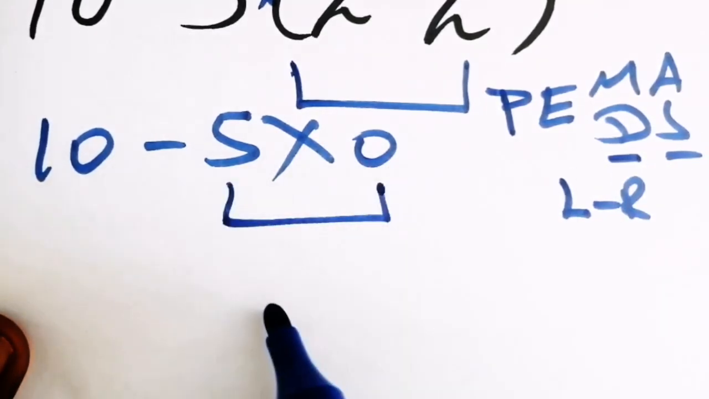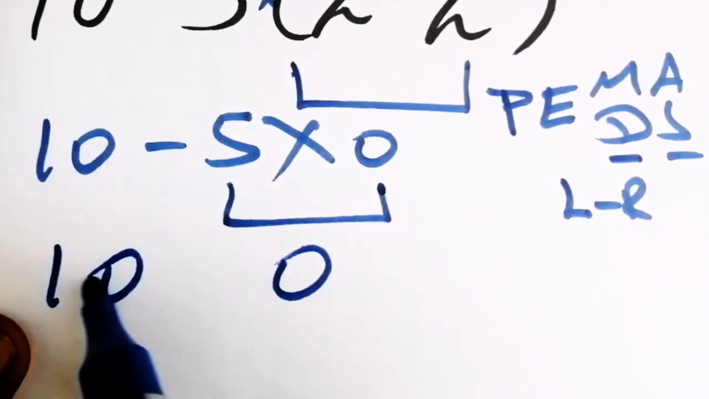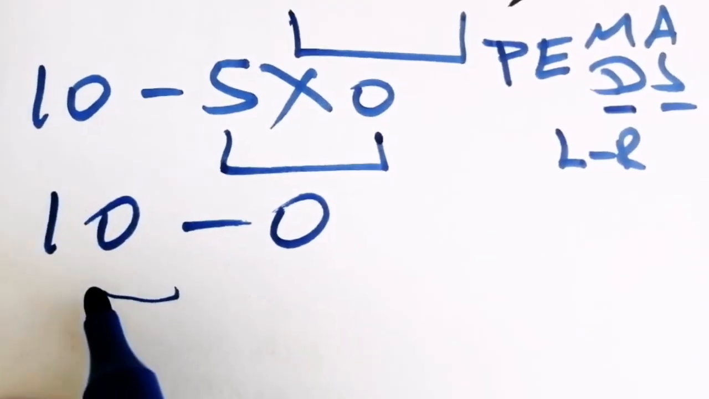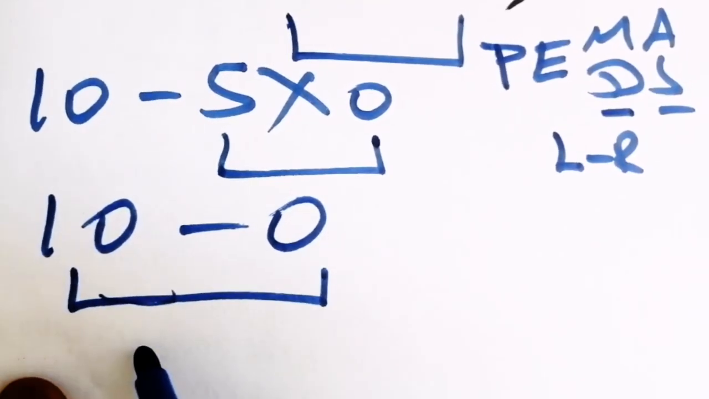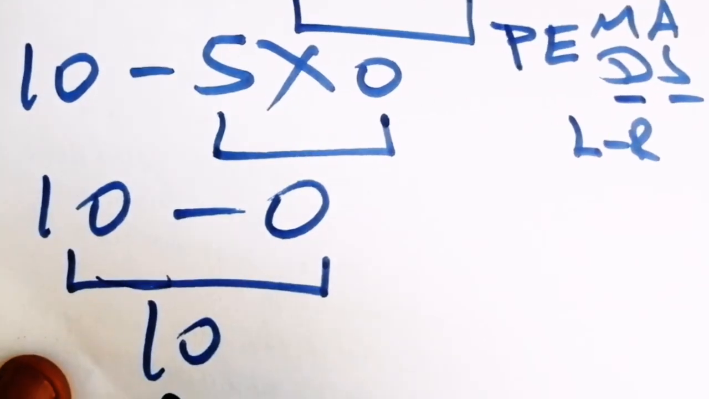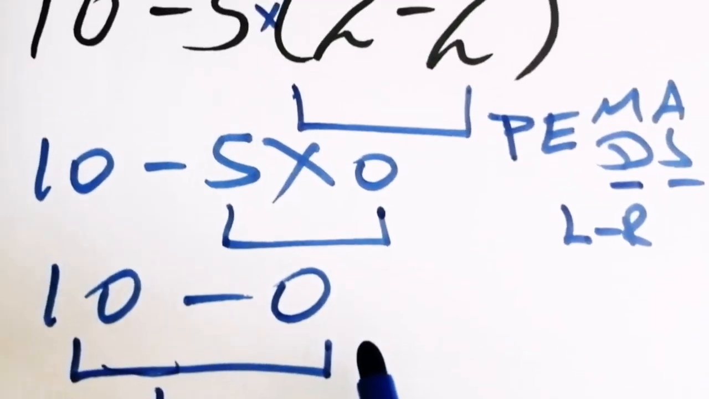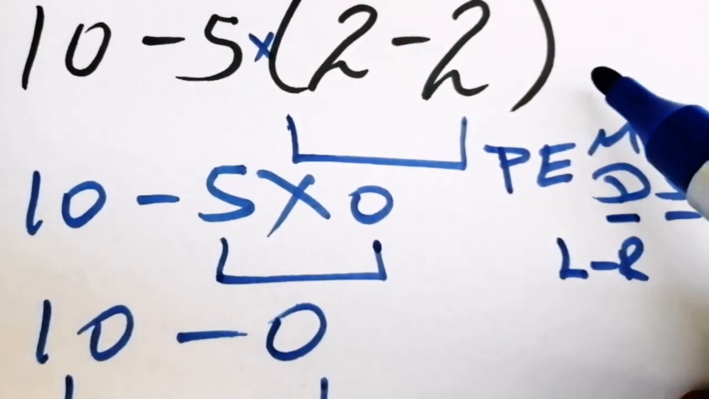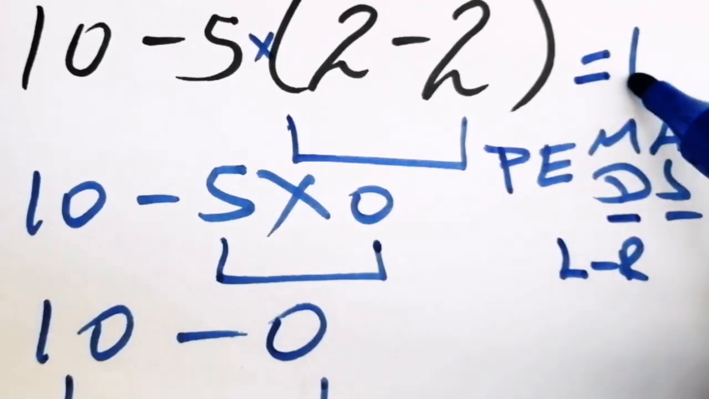Okay, then 5 times 0, which is 0. Then 10 minus 0 is just equal to 10. Okay, this is the final answer of this problem. Therefore, the correct answer of this equation is 10.